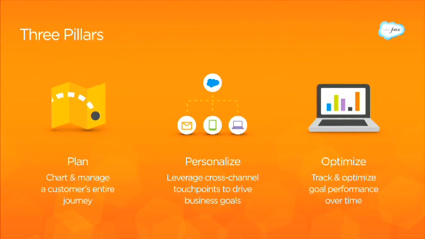Journey Builder is really centered on three key pillars. There's the planning pillar that lets a marketer chart and manage the entire customer journey, a personalization pillar to make sure that you're leveraging all of your cross-channel touches to deliver the most relevant message at the right point in time, and an optimize pillar that lets you track and optimize goal performance so that you can make constant iterations and constant improvements. And we'll get to see this all demoed in just a few moments.